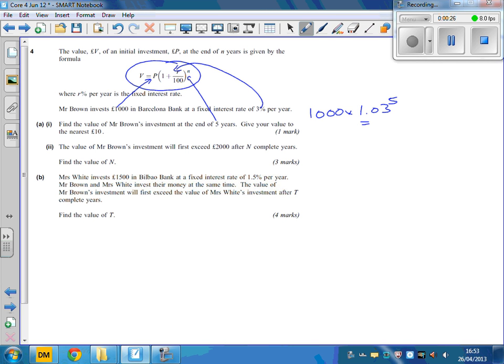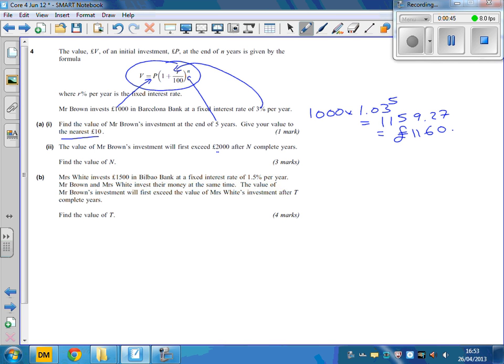Could have been an old GCSE compound interest question. And it does give 1159.27, but notice it does say give your value to the nearest £10, so do round it and we get 1160.